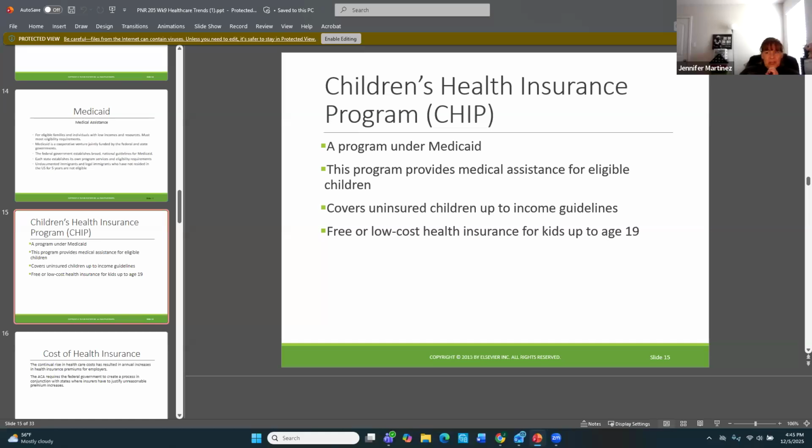Then we have CHIP, which is another really great program. This is the Children's Health Insurance Program. It is under Medicaid. It provides medical assistance for eligible children. It covers uninsured children up to whatever the income requirements are, and it's free or low cost health insurance for kids up to age 19.